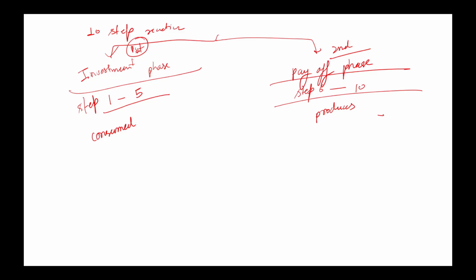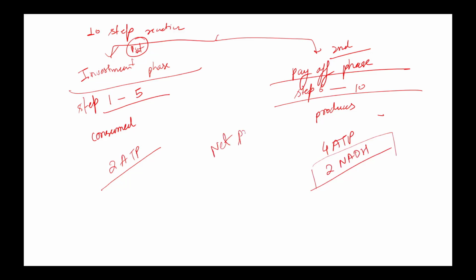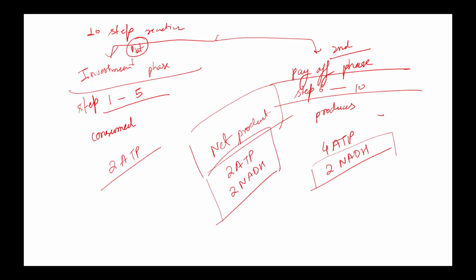During the first phase, it consumes a total of 2 ATP, and during the payoff phase, it generates 4 ATP and 2 NADH. So if I need to say the net production of energy, how many ATP will be produced? Yes, it will be 2 ATP and 2 NADH. So this is the net energy production from glycolysis.